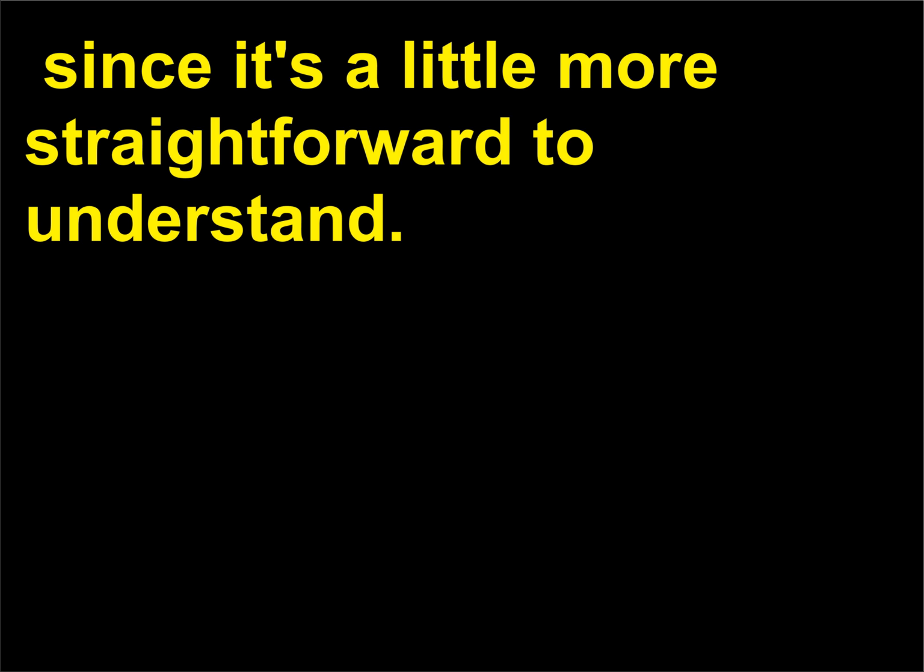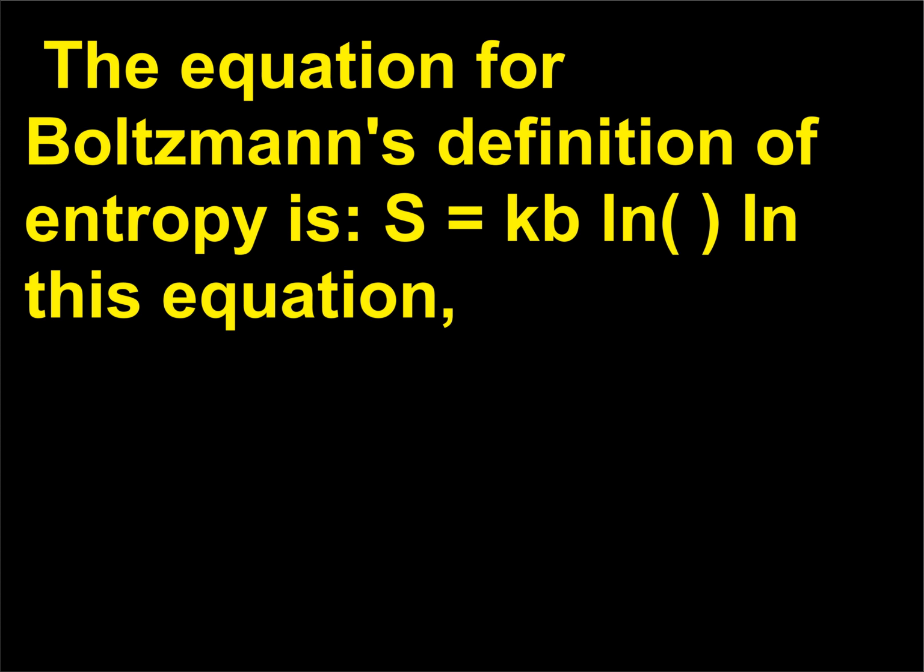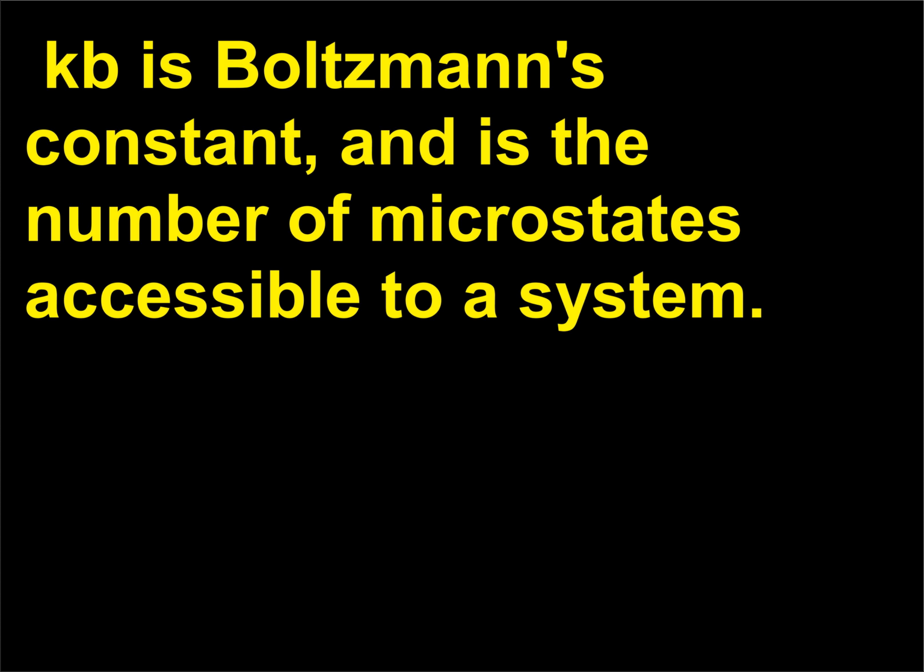The equation for Boltzmann's definition of entropy is S equals kB ln Ω. In this equation, kB is Boltzmann's constant, and Ω is the number of microstates accessible to a system.